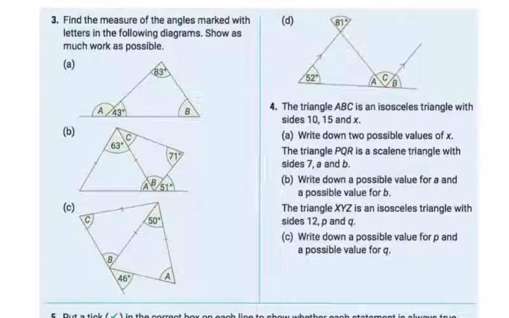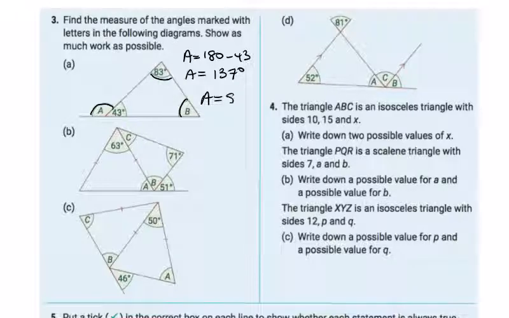So find the measure of the angles marked with the letters. The exterior angle here you can identify straight away, but we've got a straight line also. So A, write down the sum, it's 180 minus 43. So A is equal to 140 minus 3, which is 137 degrees. And then we can say that A is equal to the interior opposites, 83 plus B.